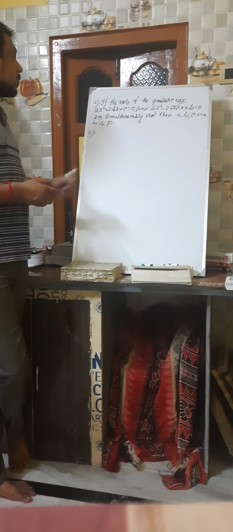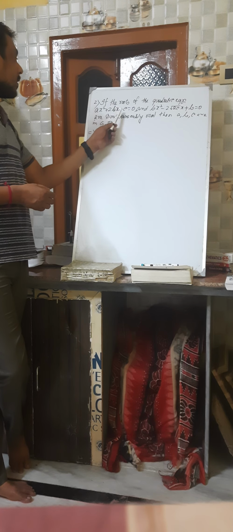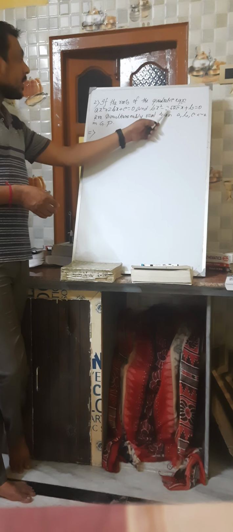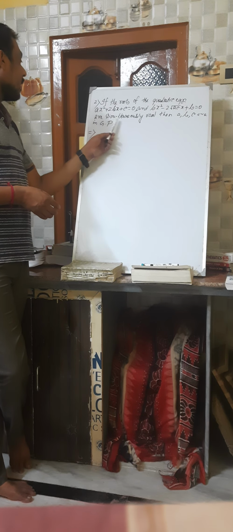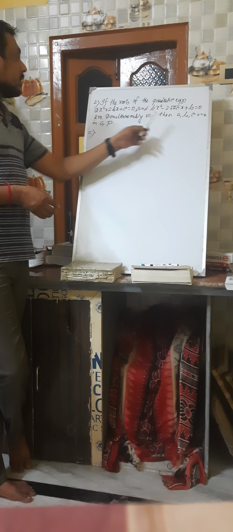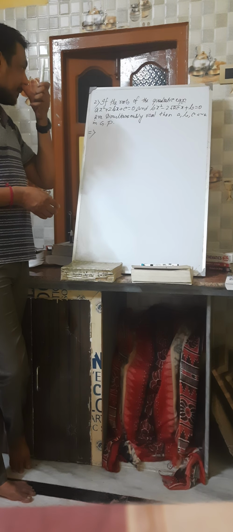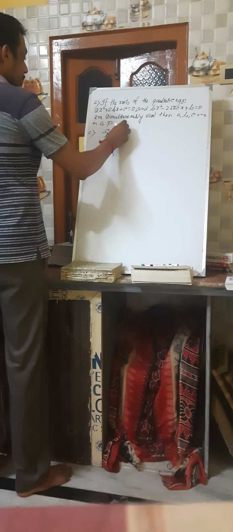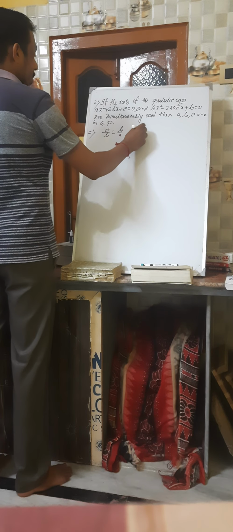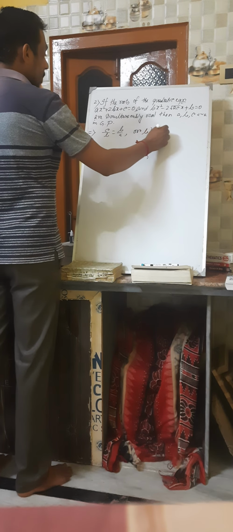Move to the next problem. If the roots of the quadratic equation ax square plus 2bx plus c equals to 0 and bx square plus 2 root ac x plus b equals to 0 are simultaneously real, then a, b, c are in GP. A, B, C are in GP means c by b equals to b by a, or you have to prove b square equals to ac.